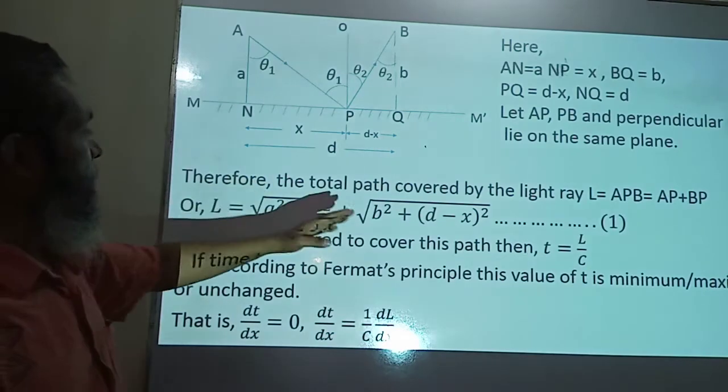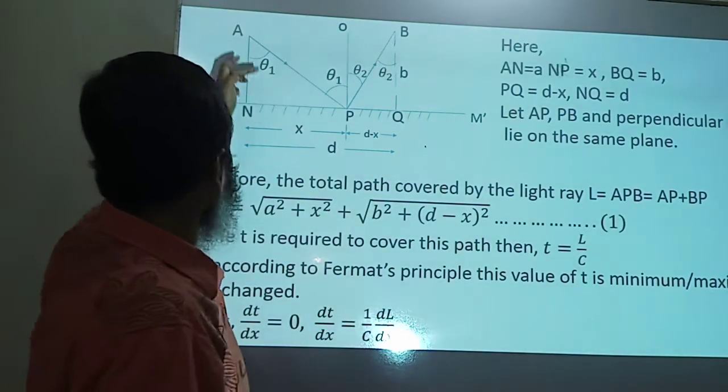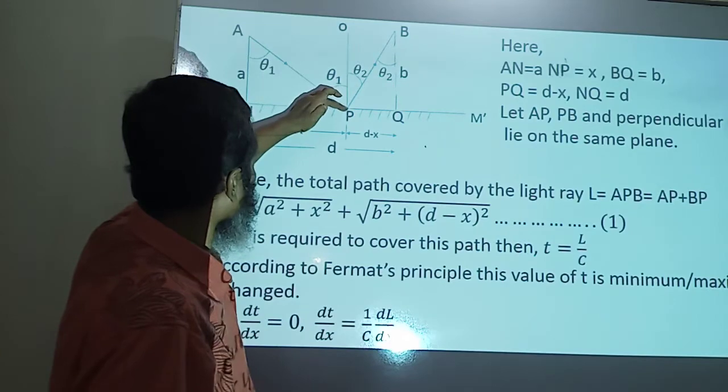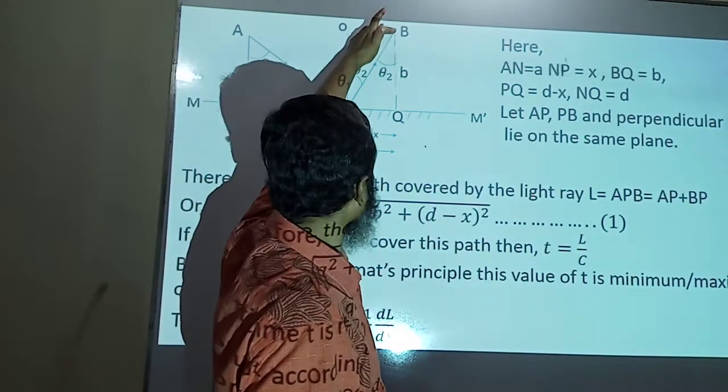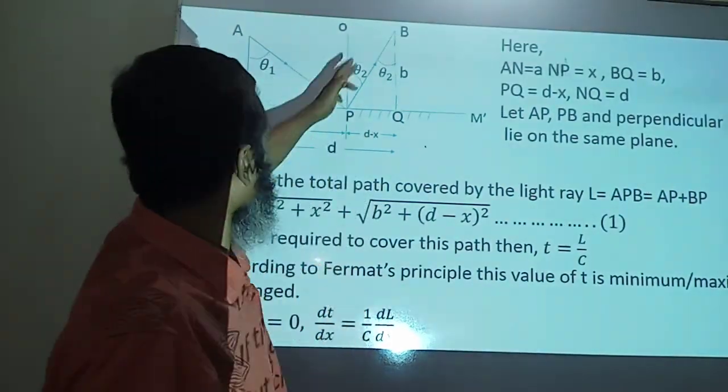Therefore, the total path covered by the light ray: light is starting from here and coming to point P and then going to point B. So the total path is AP plus PB.